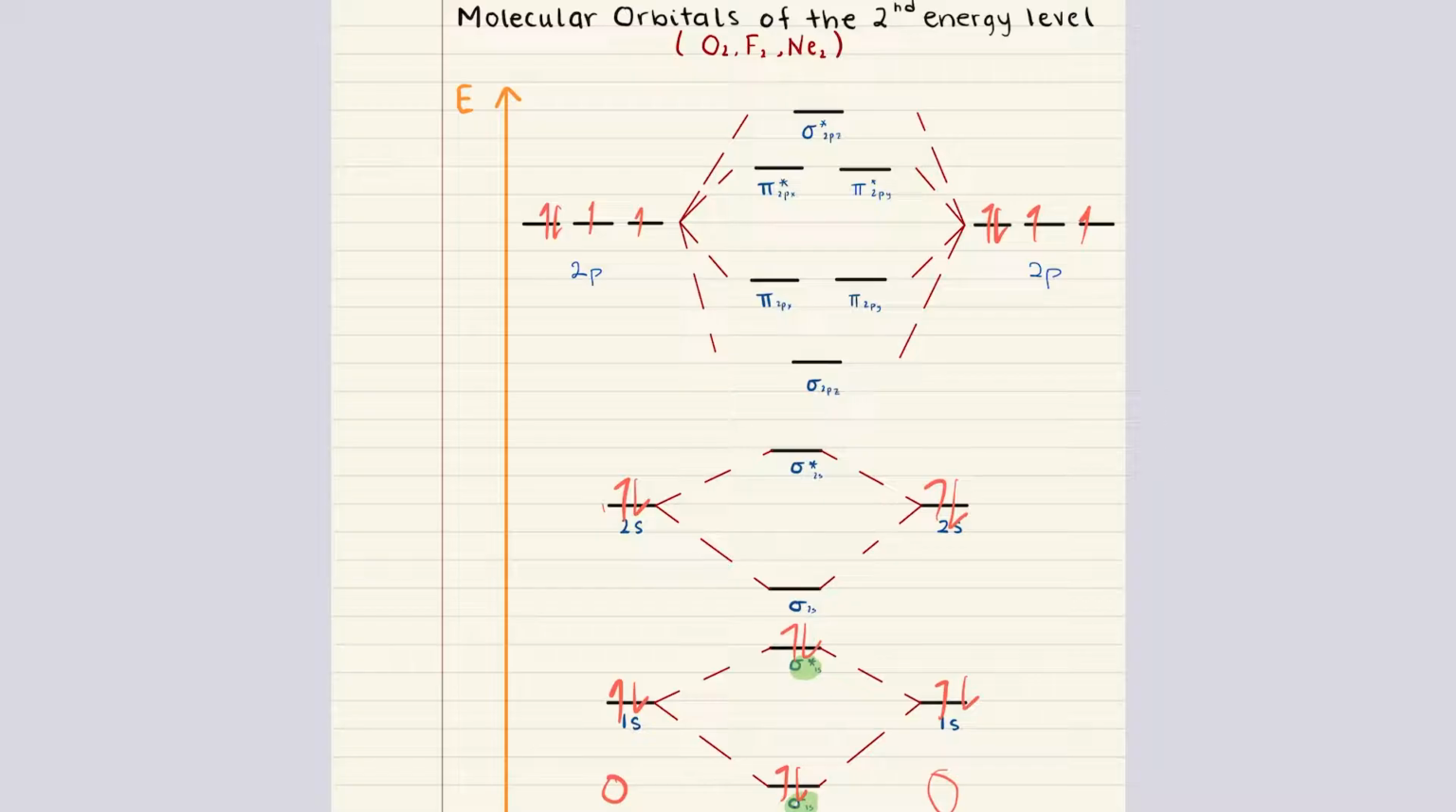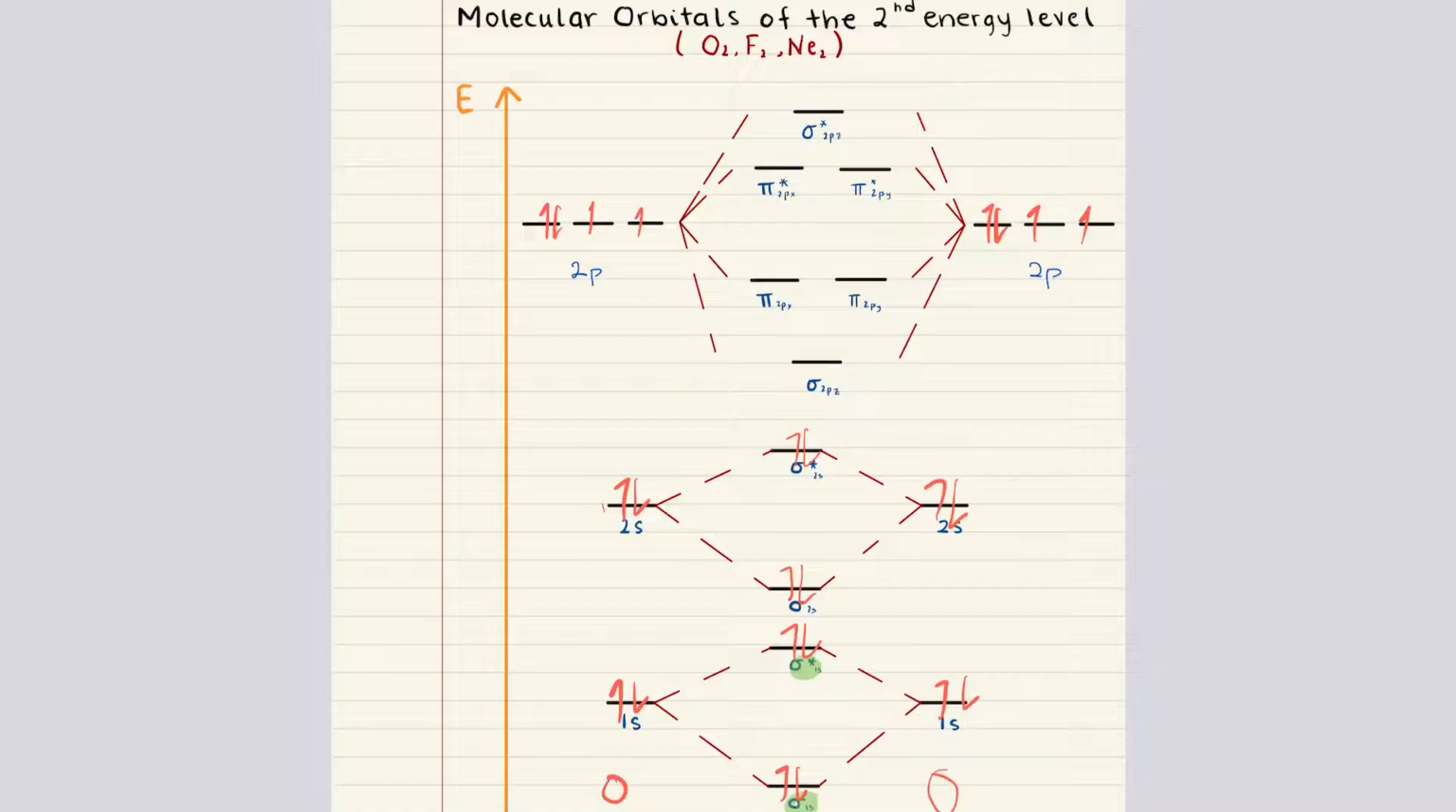Next, we move to the 2s atomic orbitals, which also form a bonding sigma 2s orbital and an anti-bonding sigma star 2s orbital. Each oxygen atom has 2 electrons in 2s, meaning we have another 4 electrons to place. Following the Aufbau principle, we're going to completely fill sigma 2s first, and then we can completely fill sigma star 2s. Now we reach the 2p atomic orbitals, which form 6 molecular orbitals.